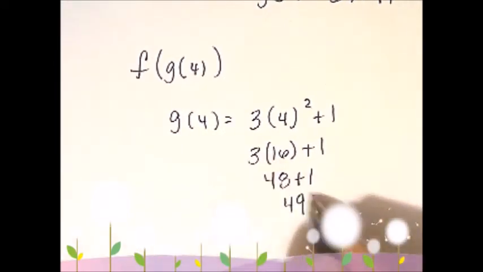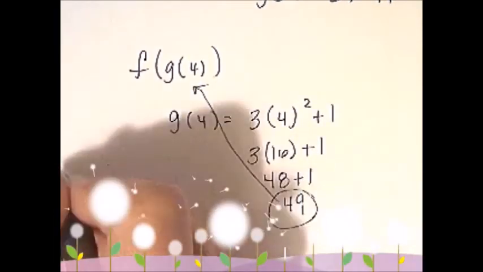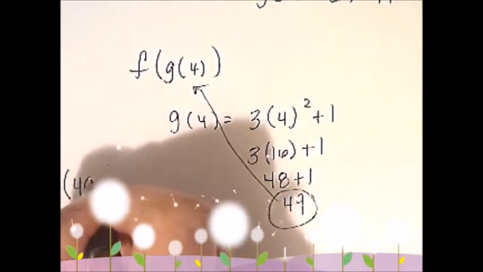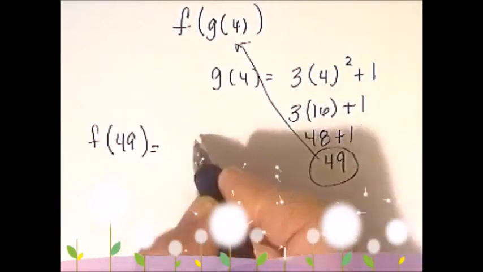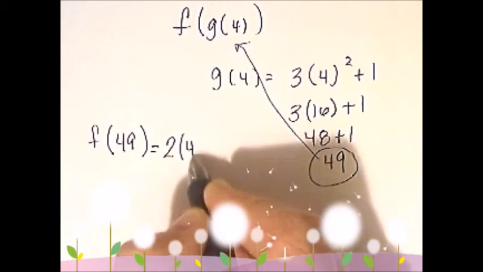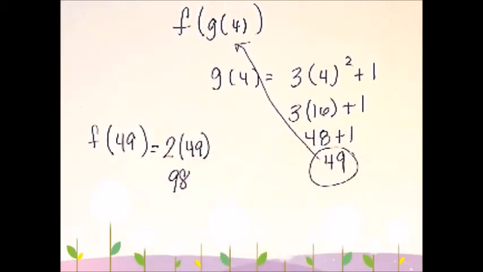So then I'm going to come back and I'm going to take that and use it in place of g of 4. So I'm actually finding f of 49. f of 49 would be 2 times 49, and that answer would be 98. So we've found the composition of those two functions.